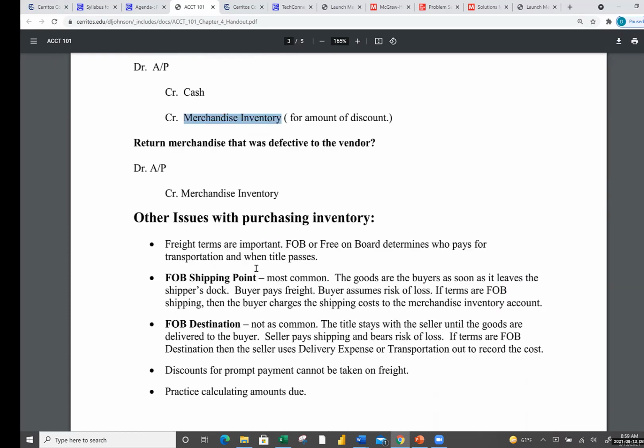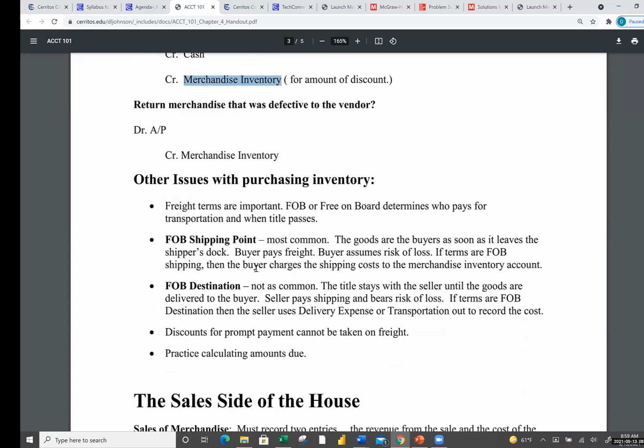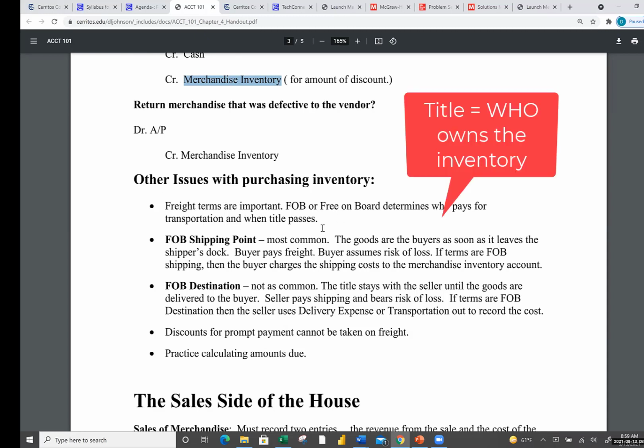Okay, other issues. You heard me mention this. This is a source of great confusion, so I want it in your notes. And that is title to the inventory. That's why these freight terms are important. And FOB either stands for free on board. I've also seen it in textbooks as freight on board. But the important thing is it determines ownership and it determines who pays, right?